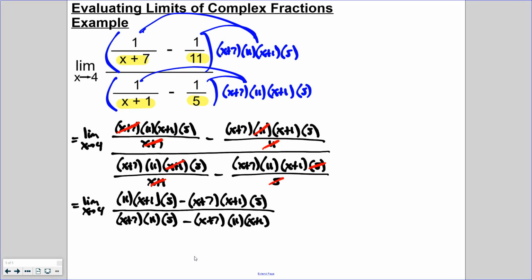What do I mean by that? Well, if we look at the top, both terms have an x plus 1 and a 5. So therefore, we can factor that out. So we'll have an (x plus 1) and a 5, and that's going to leave us with an 11 minus (x plus 7). All right, well, we can do a similar thing in the denominator. We can see that both terms in the denominator have an x plus 7, and they both have an 11, meaning we can factor those out.